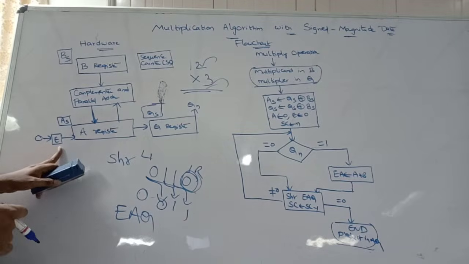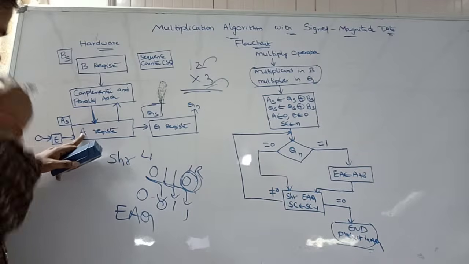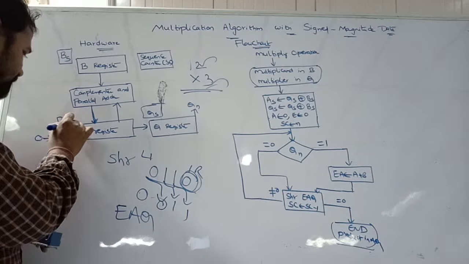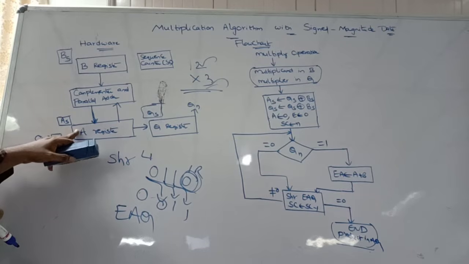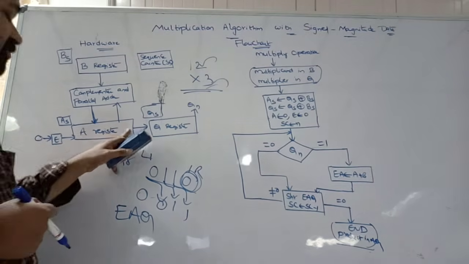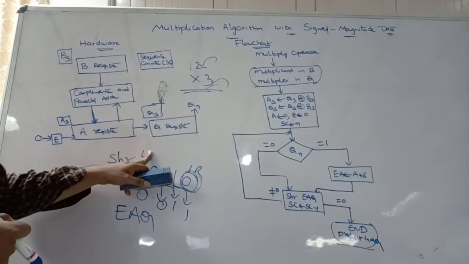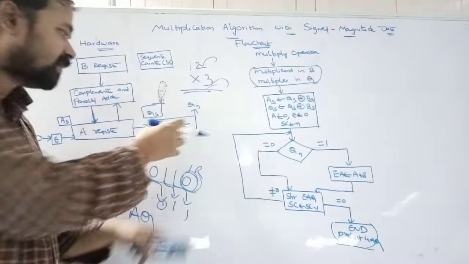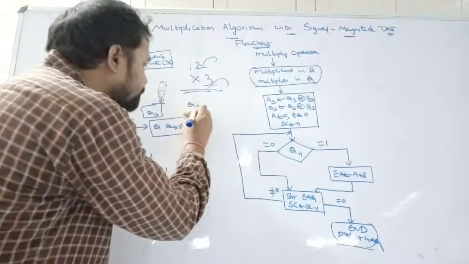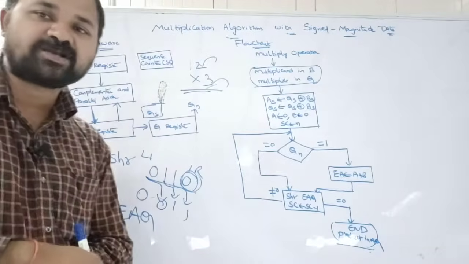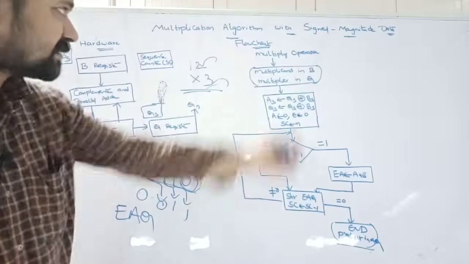So 0 is shifted to E, and the bit which is in E will be shifted to the most significant bit of A. Next, the least significant bit of A will be shifted to Q register. So the least significant bit of Q will be discarded. Here we have to inspect what is the Qn value. Based upon the Qn value, we perform the operation that we will see in this flowchart.